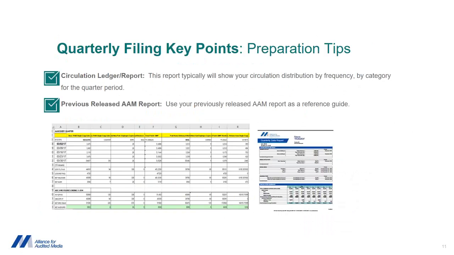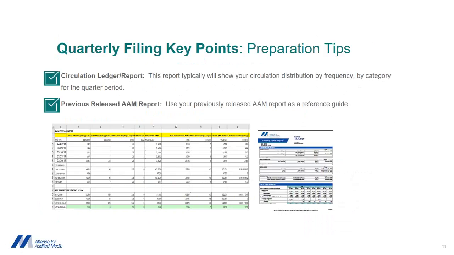So before I go into the live demonstration about quarterly filing, here are some helpful tips about preparing for quarterly filing. The filing tool itself is fairly intuitive, and it's fairly easy to navigate once you get into it. But before you get into the filing tool, there are some things that you have to have prepared before you start the filing. The main thing that you'll need is your circulation ledger report. Now, this is different for every publication. It depends on the circulation system that you have.